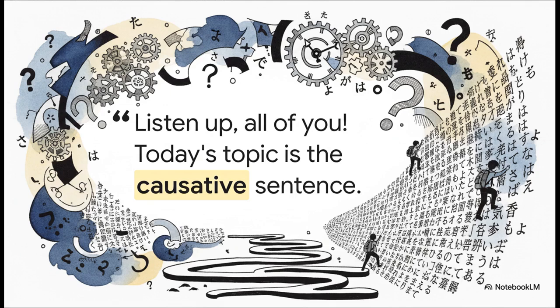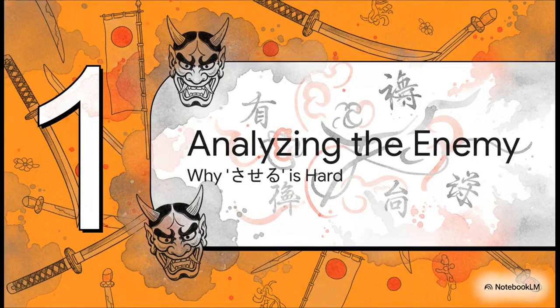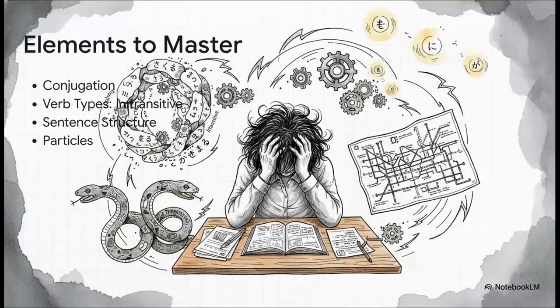And you want to know why? It's because you're being ambushed by way too many rules all at once. To dominate this enemy, we must first analyze it. Know your enemy. Let's break down exactly why this form is so difficult. To achieve victory, you have to master 4 different elements, and you have to do it simultaneously. Conjugation, verb types, sentence structure, and particles.